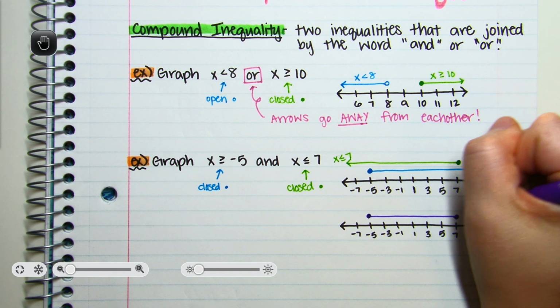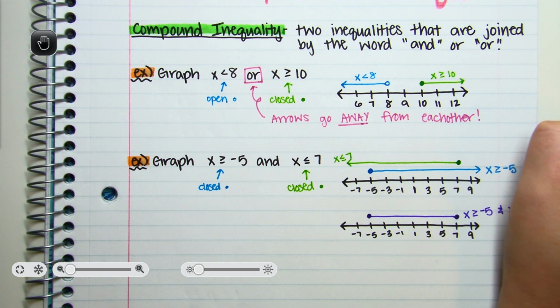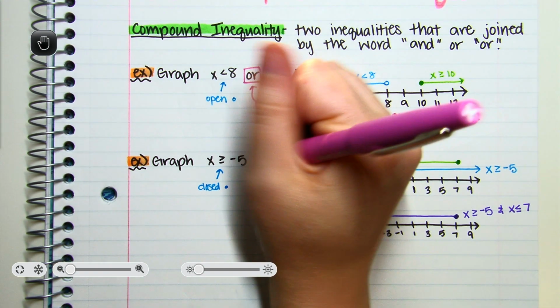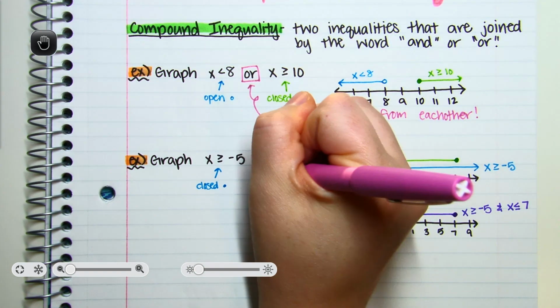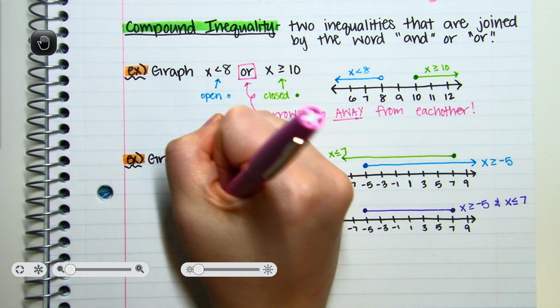So this is the graph for x is greater than or equal to -5 and x is less than or equal to 7. So the and graph is connected.